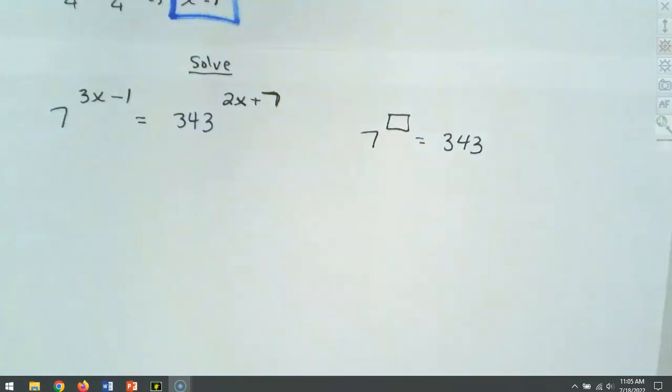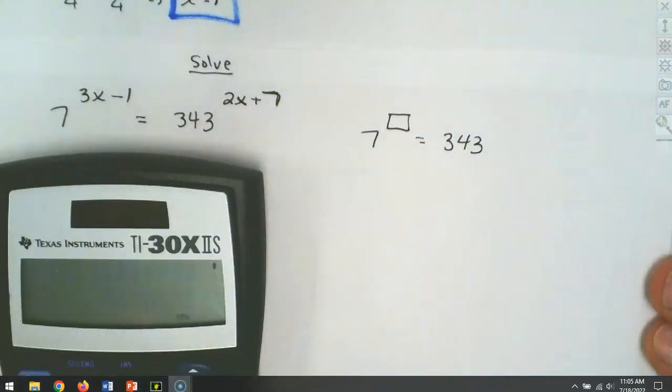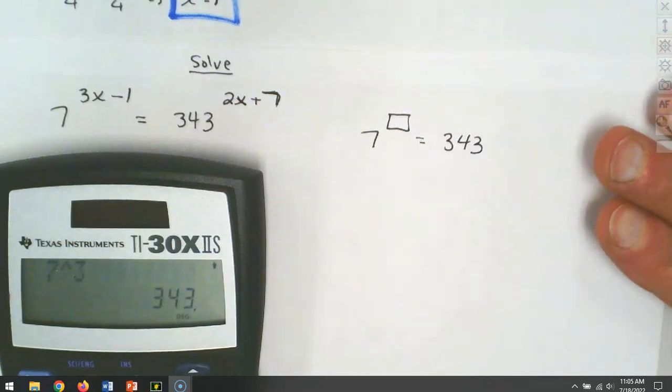All we do is we use our calculator. So 7 squared is 49. Well, what about 7 to the 3rd? And we just keep trying numbers till we find it. And it's usually pretty small. Well, 7 cubed is what? 343.